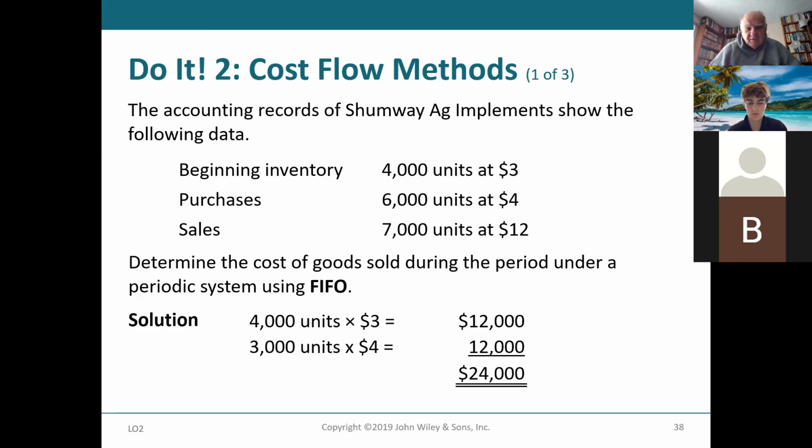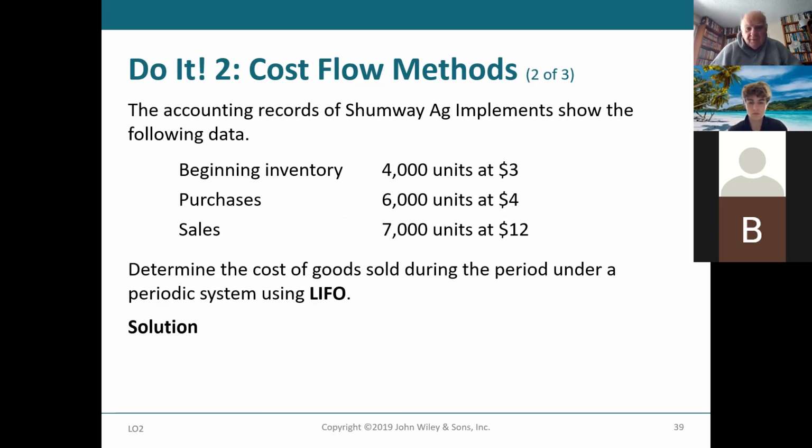Well, here they didn't give you enough. Okay, let's take a look at this. I thought there's something wrong with this. This is a good, simple example. We're talking FIFO. There was a beginning inventory of 4,000, then they had a purchase of 6,000. So we're looking for 10,000 units, right? We're responsible for 10,000 units. 7,000 were sold. Which 7,000 were sold? Well, all of the oldest ones first, and then 3,000 from the second layer, okay?